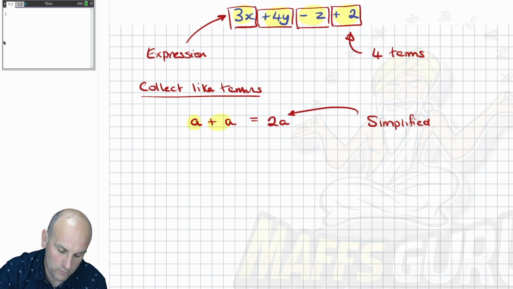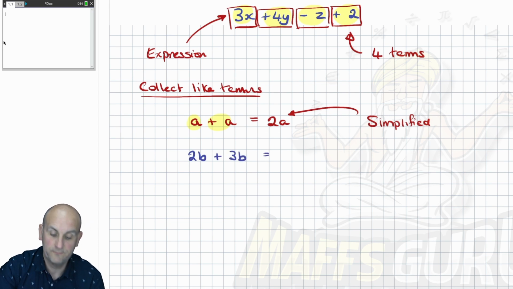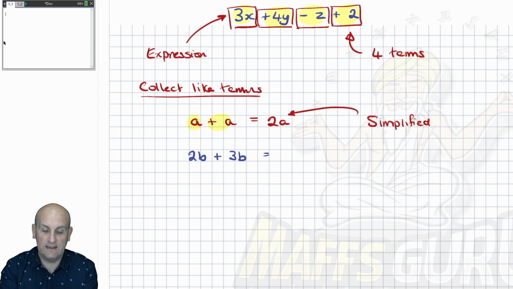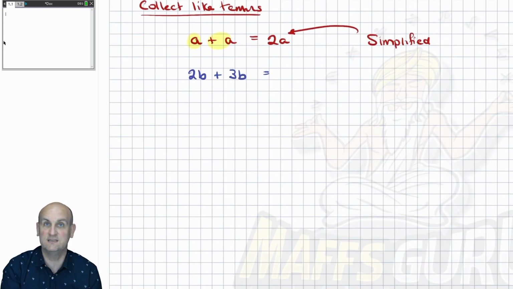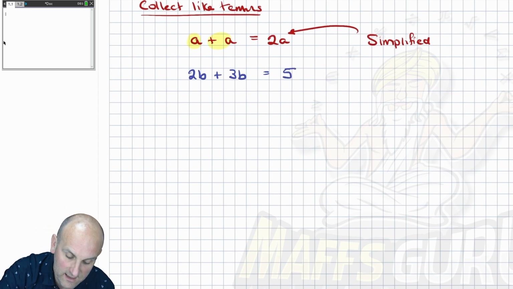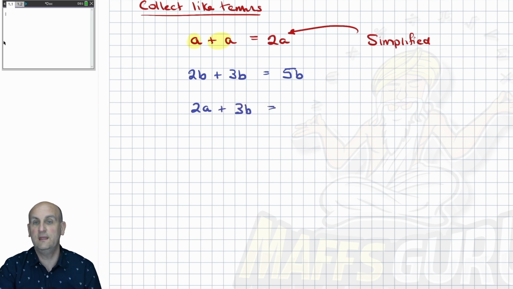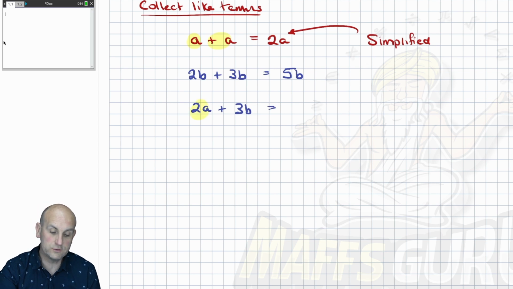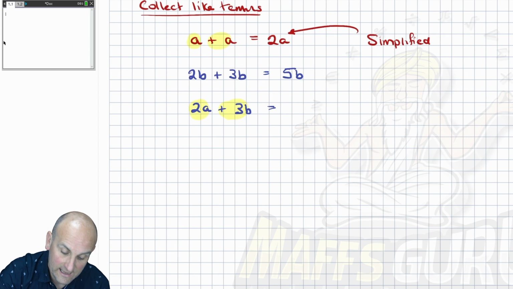What else? Let's do 2 bananas plus 3 bananas. Even saying it out loud, and you know when I say things out loud, it makes sense, doesn't it? 2 bananas and 3 bananas. Well, I can write that simpler as 5 bananas. What about 2 apples, or 2a plus 3b? Are they like terms? Well, no, they're not. I've got 2 apples, 3 bananas. Apples and bananas, not the same. In no country, in no world are apples and bananas the same. So actually, it cannot be simplified.